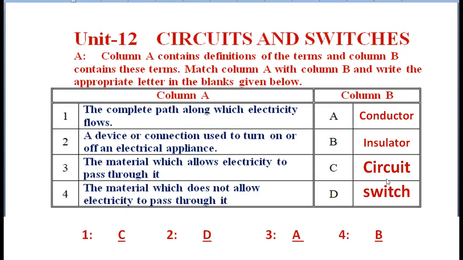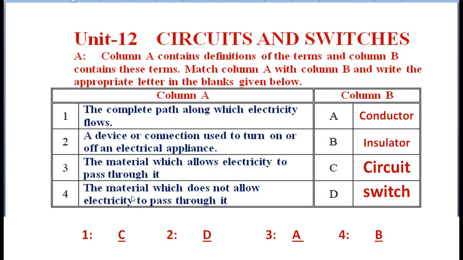The complete path along which electricity flows is called circuit. Number one answer is circuit. Number 2, a device or connection used to turn on or off an electrical appliance is called switch. It means number D. Number 1 answer is C. Number 2 answer is D.